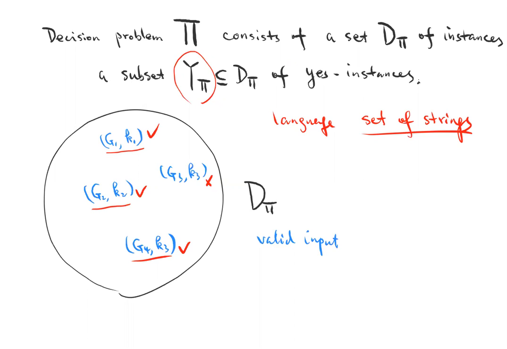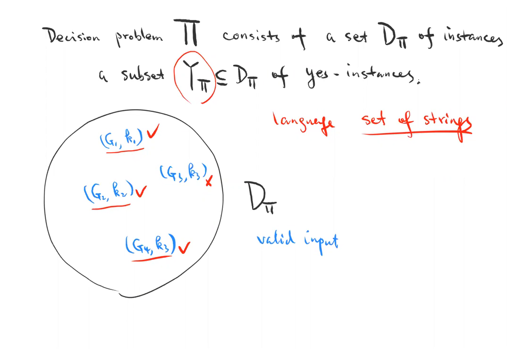Yeah, the size of the domain will be infinite. Actually, the size of the subset Y pi is also infinite. All right. So this is a formal definition of a problem. It's related to language, but I try to avoid this level. I try to stay away from language level as far as possible. Typically, we stay on problem level, but it's better to understand that the mathematical foundation of a decision problem is a language. It's a set of strings.